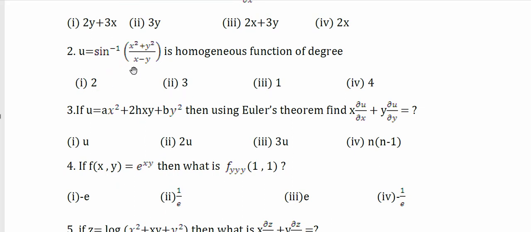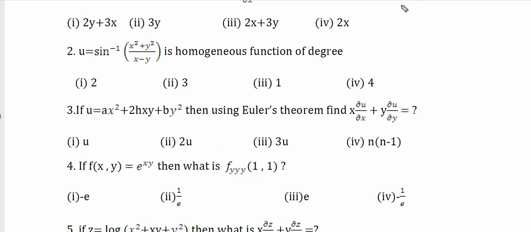Sine inverse of u is equal to sine inverse of (x square plus y square) by (x minus y), which is a homogeneous function. Numerator degree is 2, denominator degree is 1, so the degree is 2 minus 1, which is 1. As per Euler's theorem, x dou u by dou x plus y dou u by dou y is equal to n into u. Here the degree is 2, so 2 into u. This is the answer.